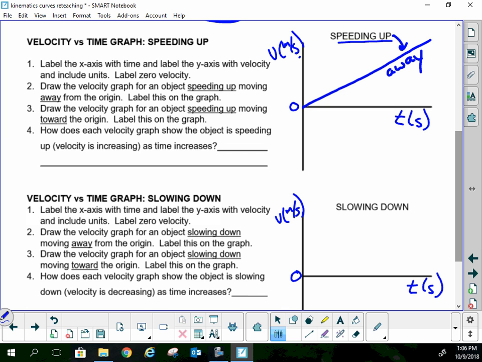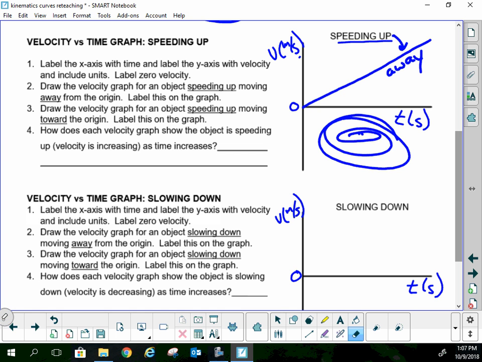Then 3 asks us to draw the velocity graph for an object speeding up and moving toward the origin. Okay, so if I'm toward the origin, I know that has to be on the bottom half of my velocity graph. I've got to be down here somewhere. But remember, over time, my velocity has to get further and further away from zero.